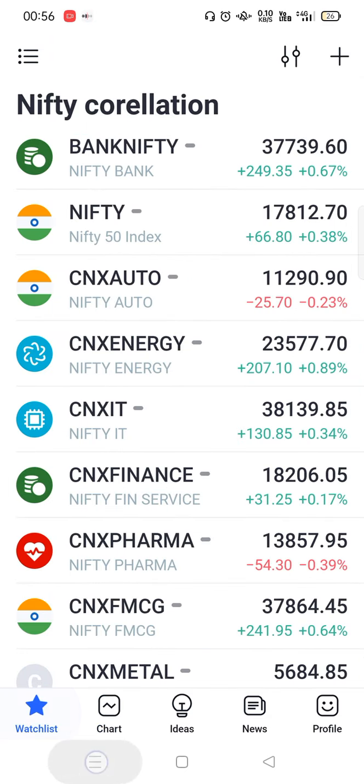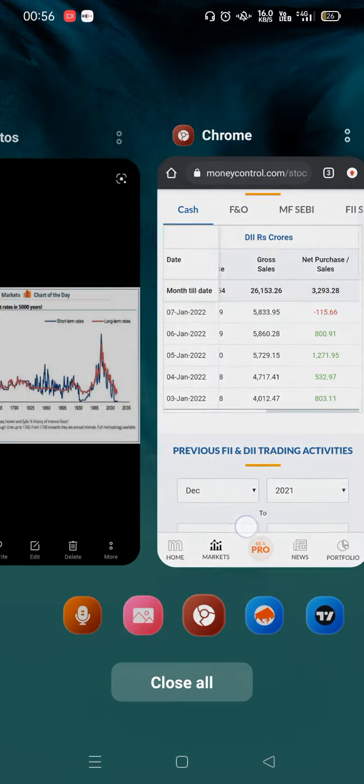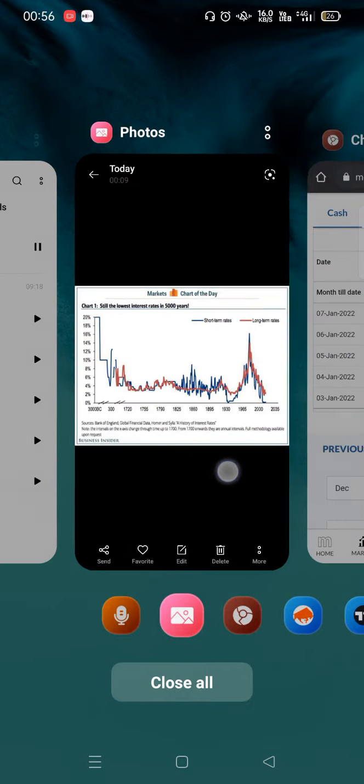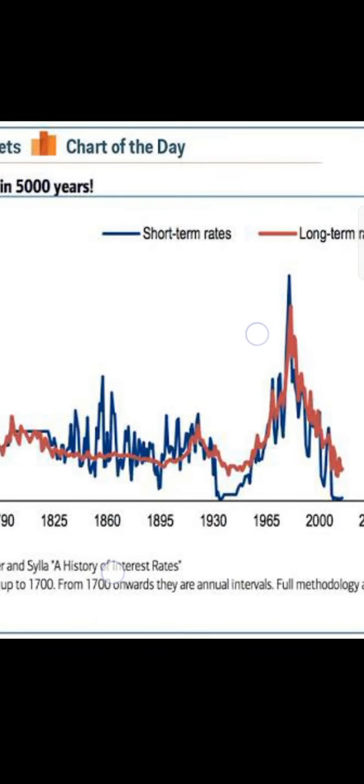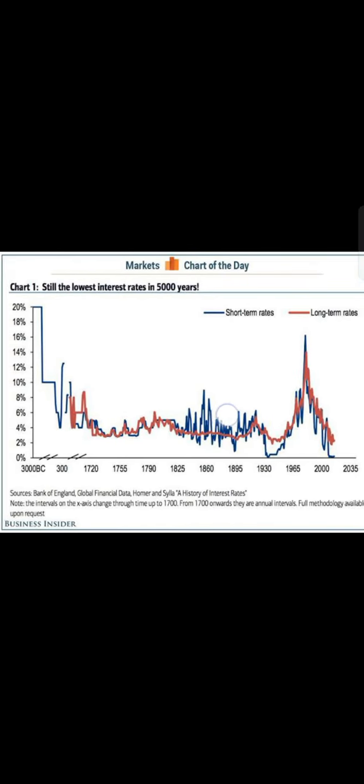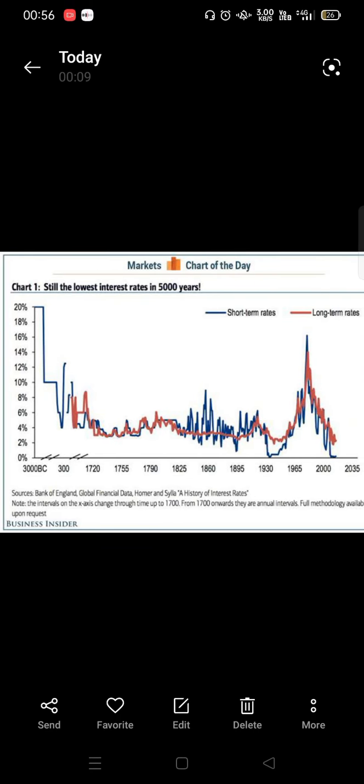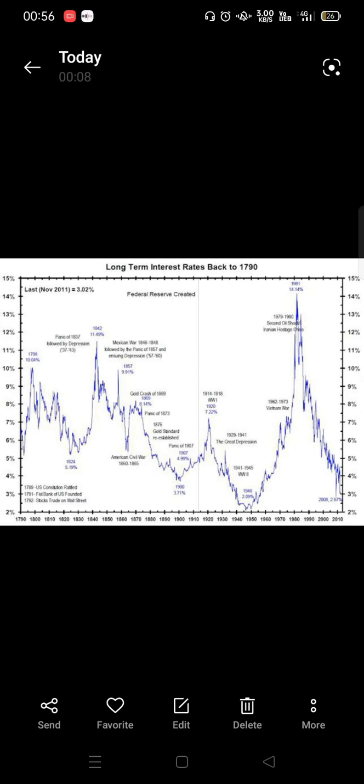So guys, one thing I want to tell you, before taking any trade, keep in mind that inflation and the interest rates are the two major key factors of the upcoming days of trading.